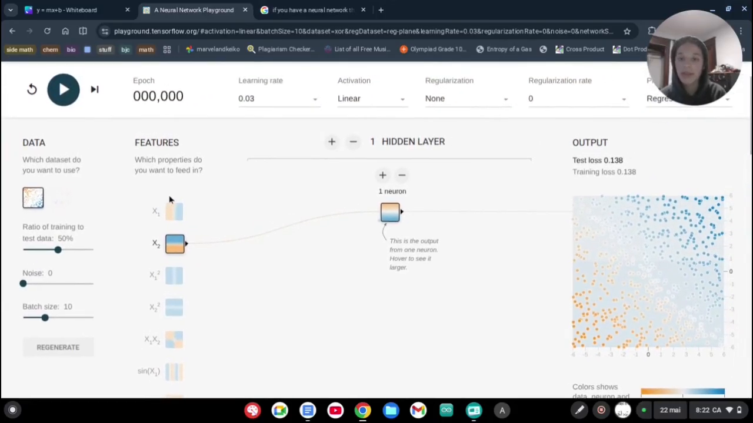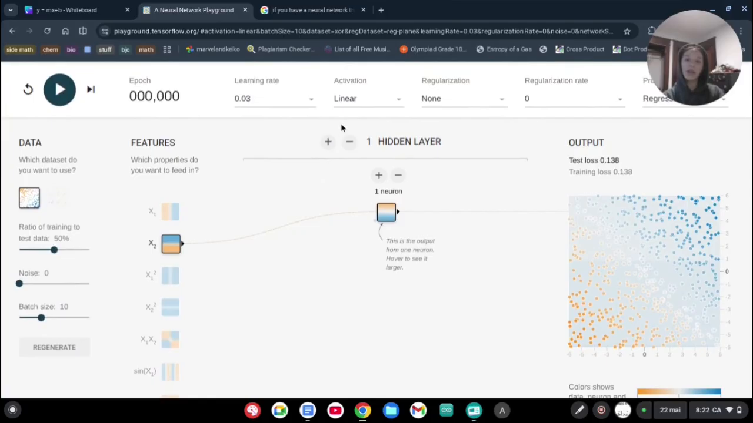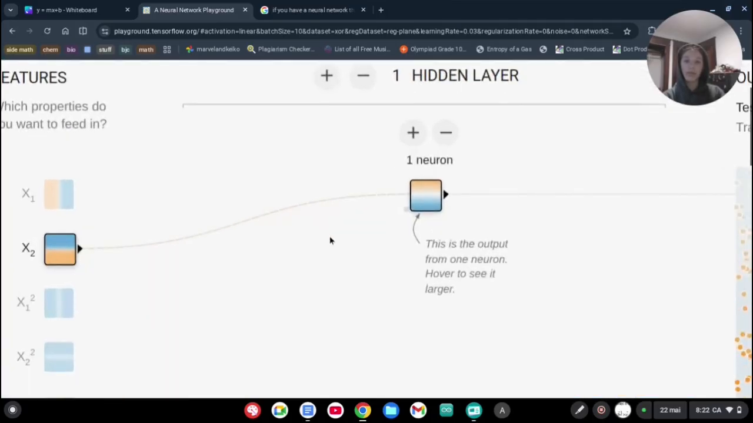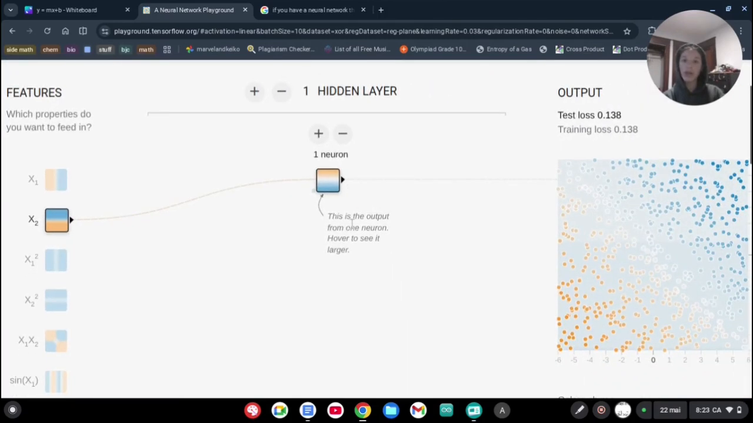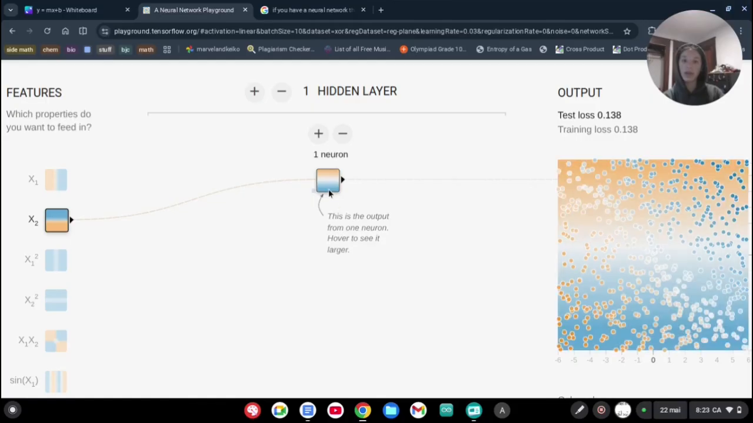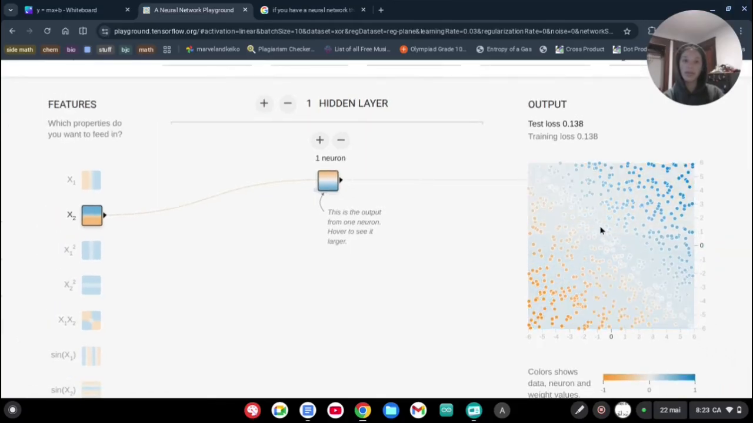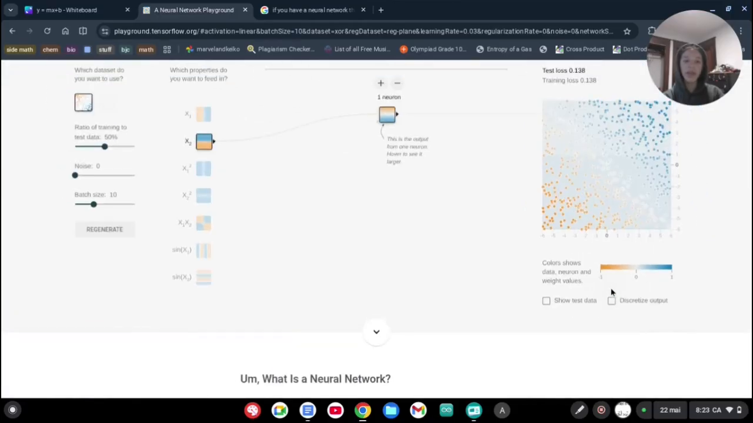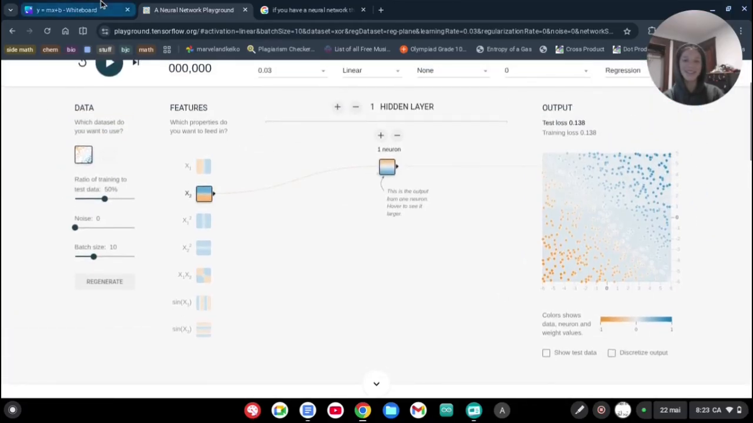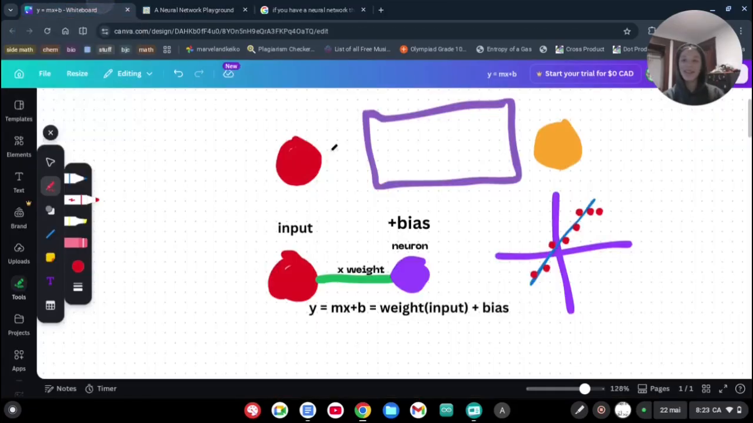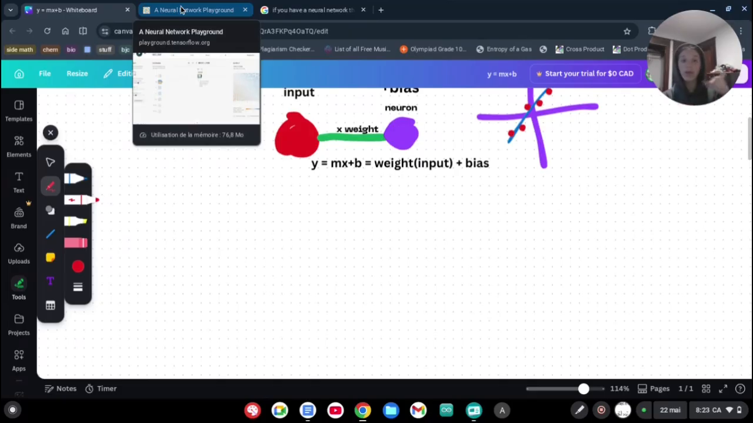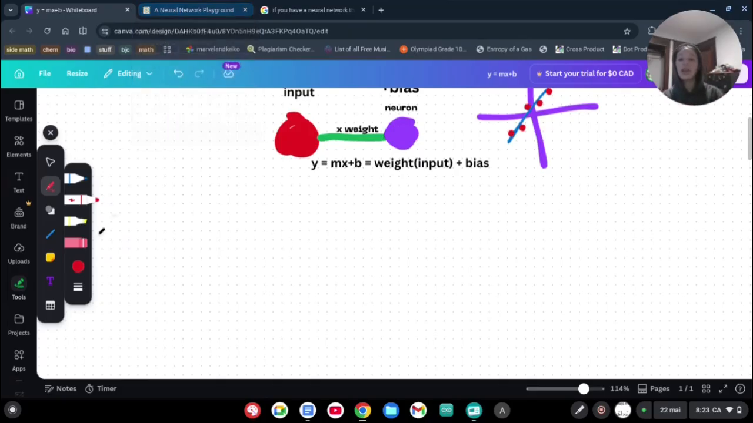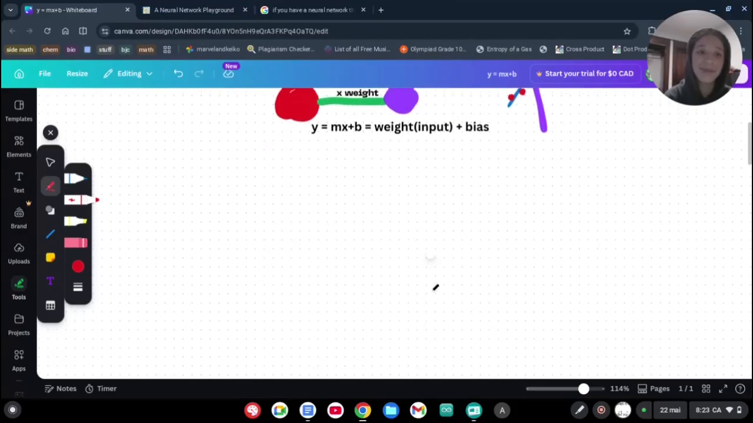Hold up, guys, let me just gather my thoughts. So, what do we have? I'm not really sure what the features part is doing, but this will be the output of a neuron. Honestly, I'm not too sure. Maybe this was a bad example to show you guys. But I can just draw this out. If some of you know how exactly this website is helpful, please don't hesitate to comment down below. I would love to know.